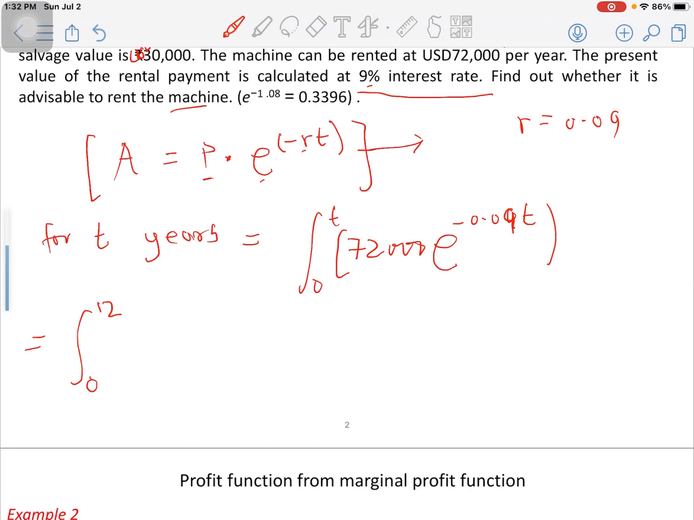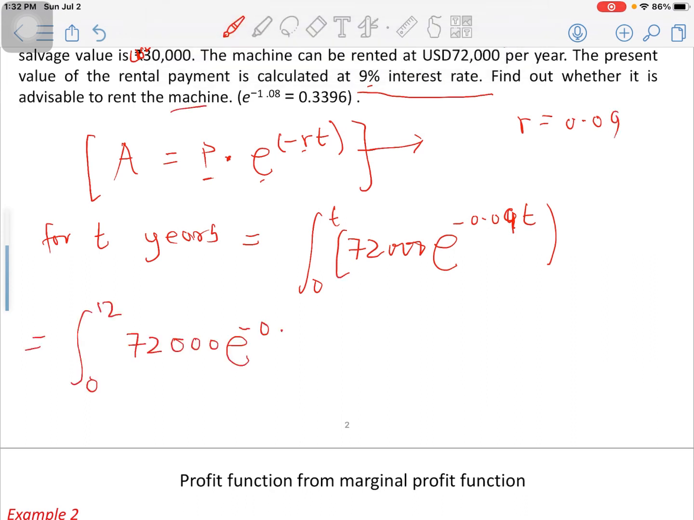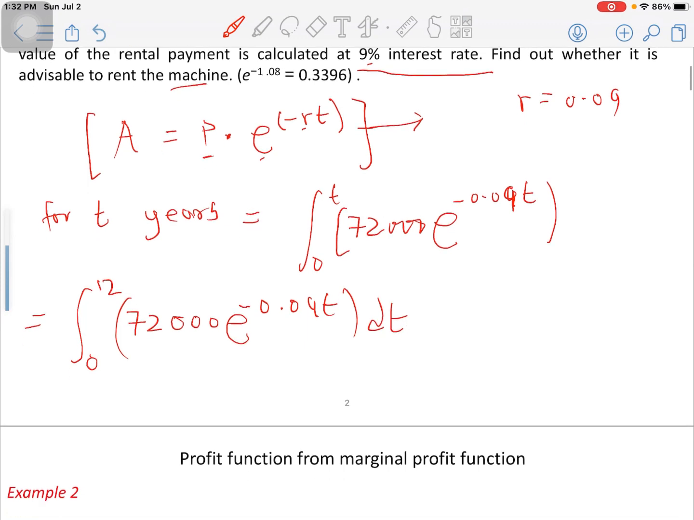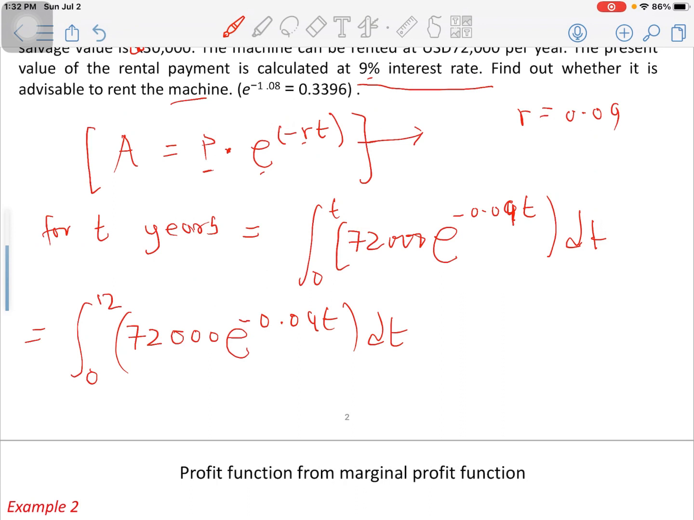That's the accumulated value of money. It's going to be 72,000 times the exponent of negative 0.09t, and then dt, the t here. So based on what we have over here, we need to go ahead and integrate it.